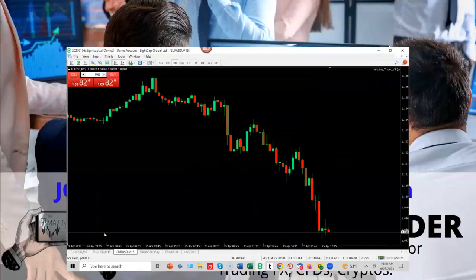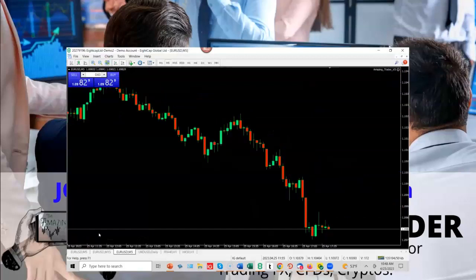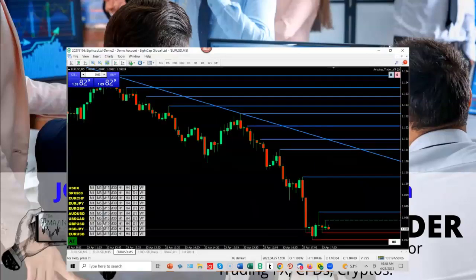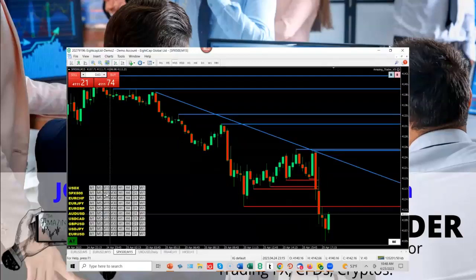Go back to the euro. It's trying to form a bottom, but it has no bounce to it at all. Let's look at S&P. Michael likes to say that S&P tends to rally at the end of the day, but I think it really depends on what the earnings are after the bell.